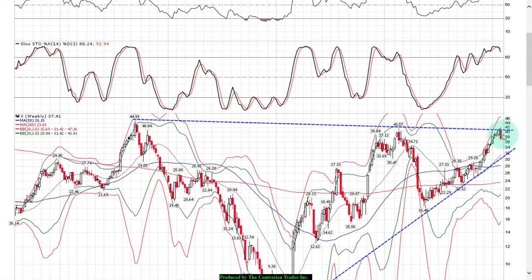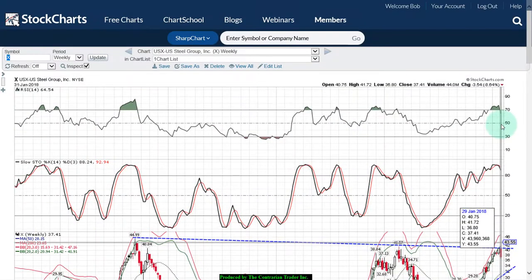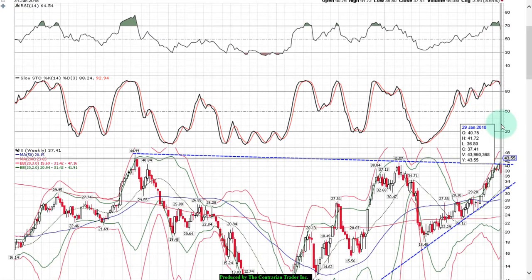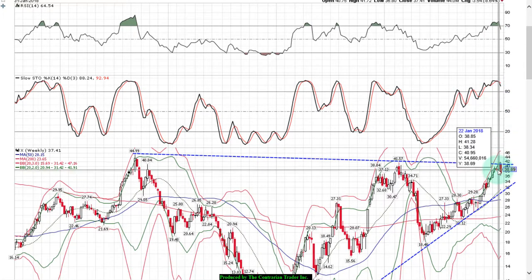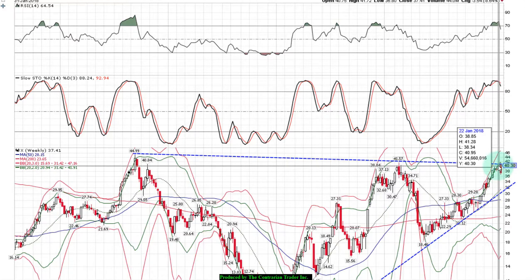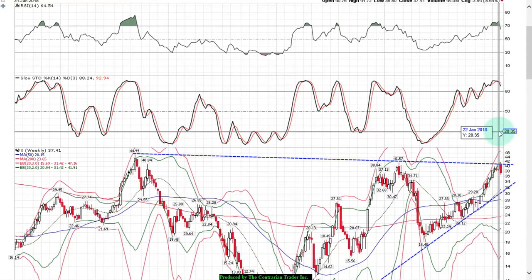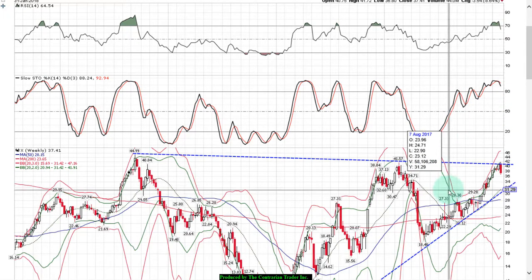Sure enough, sellers moved in with the market getting weaker and took the shares down. We're down a little over 8.5% on the week. So our profits from the prior week would have been wiped out if we held. So now what we're looking to do is buy U.S. Steel at lower prices, and I think we're going to get them.